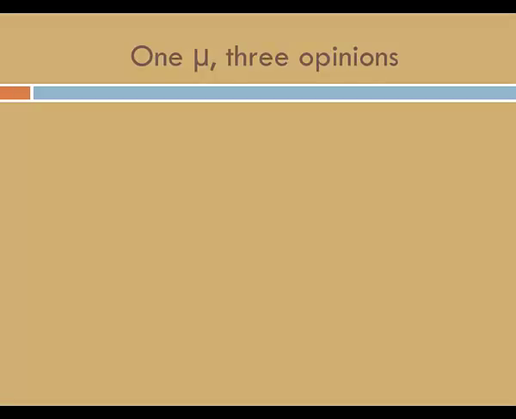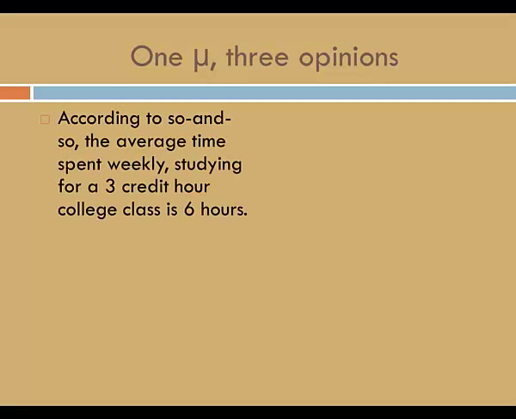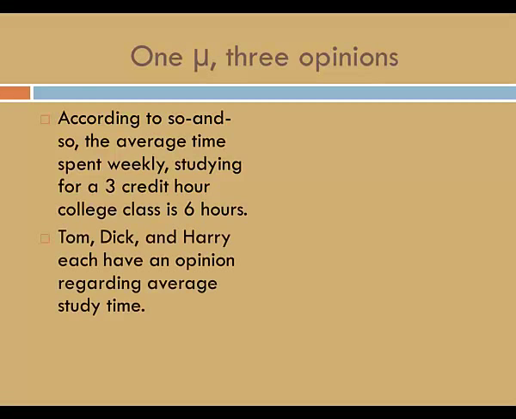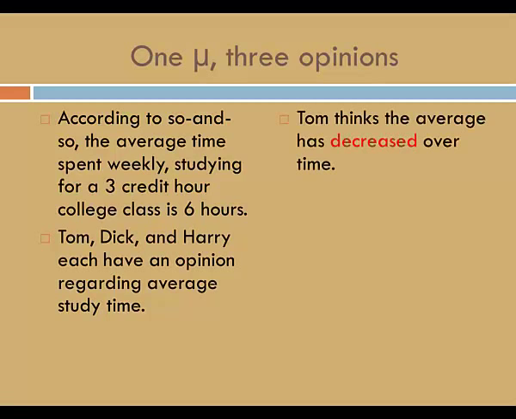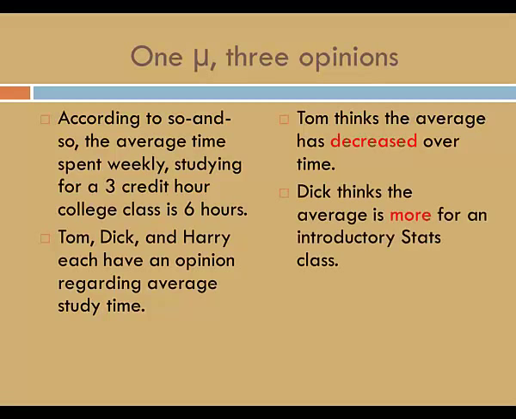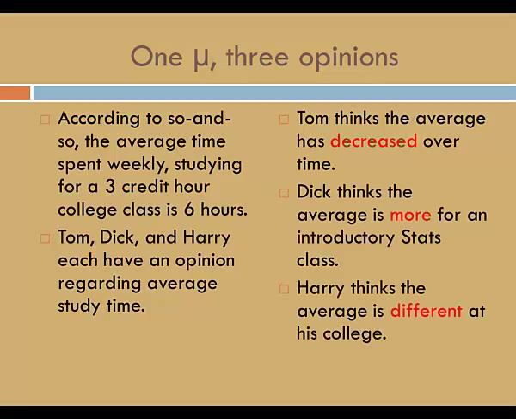Consider this. We have one parameter, mu, a population mean, and three different opinions. According to so-and-so, the average time spent weekly studying for a 3-hour college class is 6 hours. Tom, Dick, and Harry each have an opinion regarding the average study time. Tom thinks that the average has decreased over time. Tom thinks there needs to be an update. Dick thinks the average is more for an introductory stats class. Harry thinks the average is different at his college. Let's construct the appropriate opposing hypotheses for each opinion.